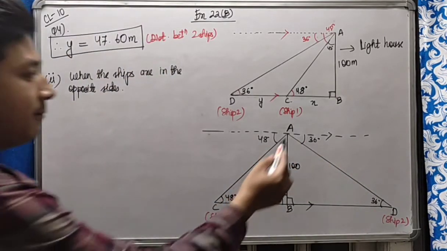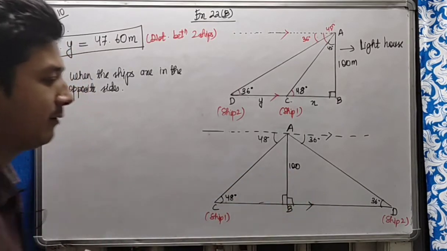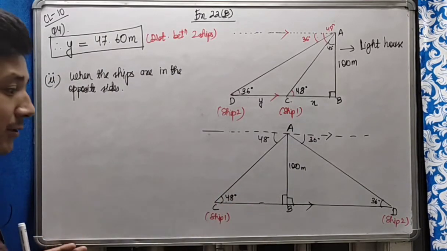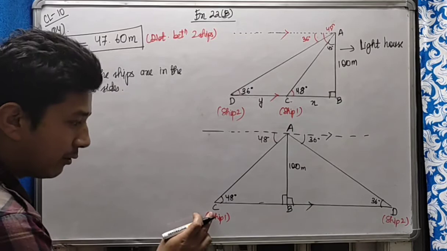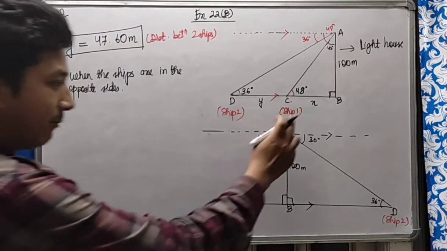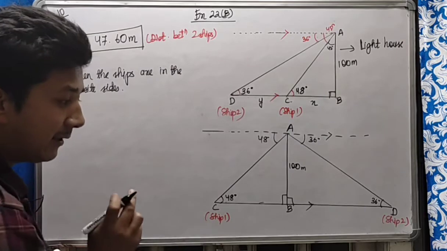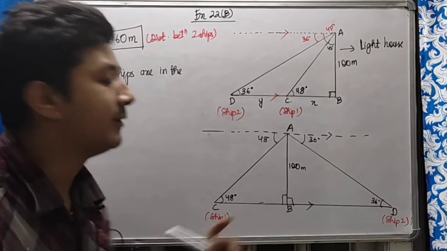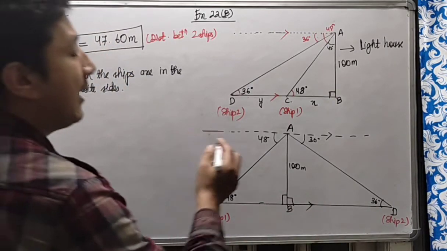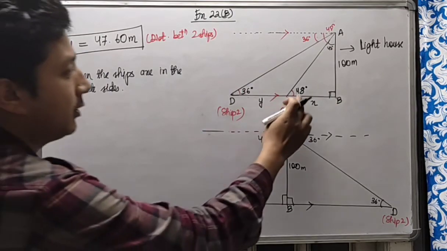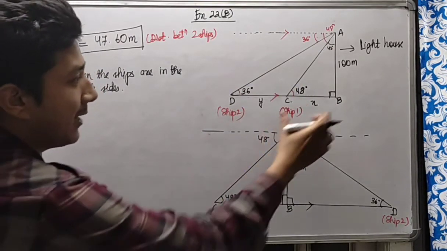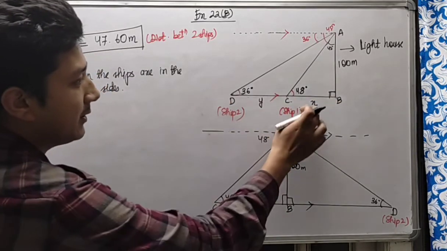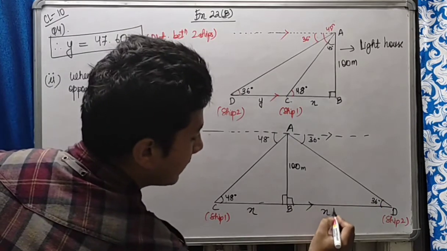AB is your lighthouse whose height is 100 meter. Now this time the ships are in different directions, opposite directions. Ship number 1 is here, ship number 2 is here. Ship number 1 has angle of depression 48 degree, ship number 2 has angle of depression 36 degree. I've taken the same things here. BC is x, and BD is x plus y.